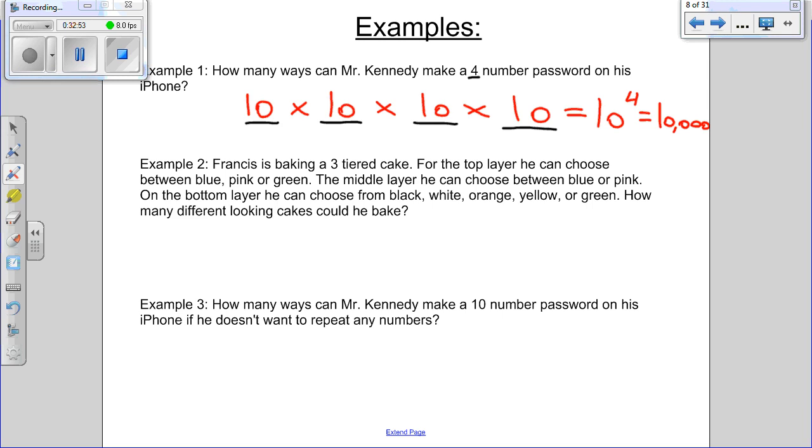Example 2. Francis is baking a 3-tiered cake. For the top layer, he can choose between pink, blue, or green. The middle layer, he can choose between blue or pink. And on the bottom layer, he can choose between black, white, orange, yellow, or green. How many different cakes could he bake?